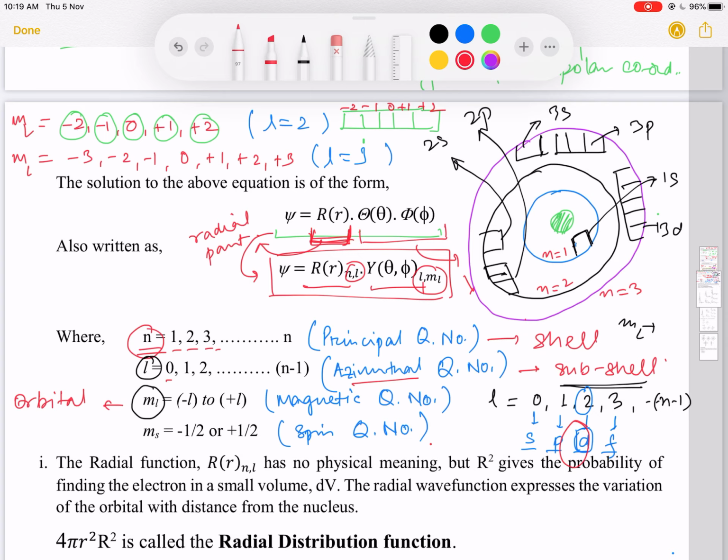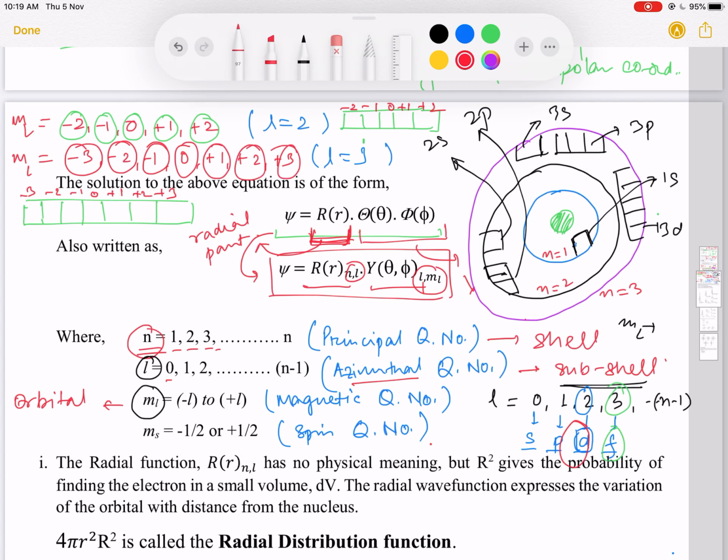Similarly, if L is 3, then we have the f subshell. For f we have 7 orbitals, 1 2 3 4 5 6 7. So it will be like this: minus 3, minus 2, minus 1, 0, plus 1, plus 2, and plus 3. So these are the 7 orbitals that are present in the f subshell.